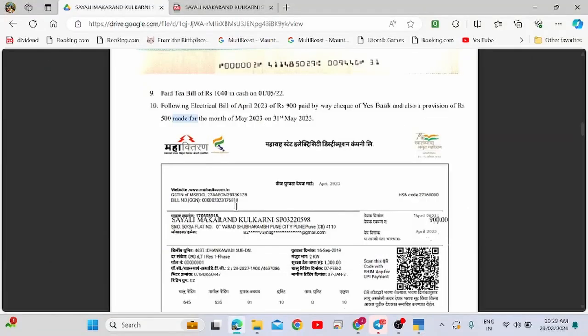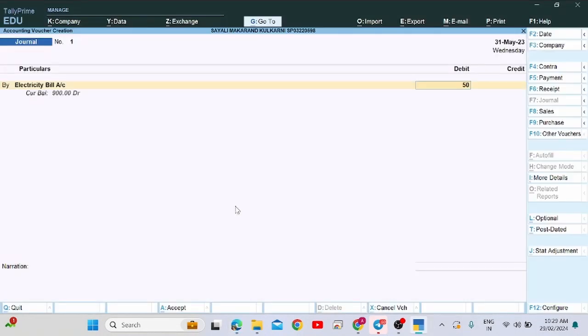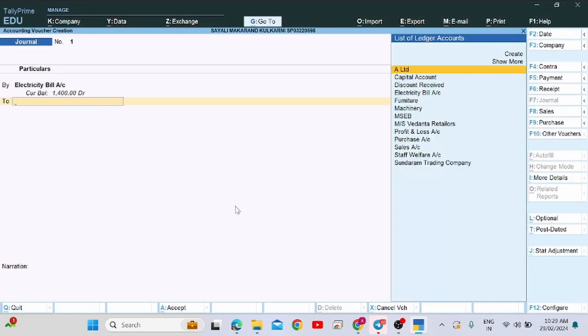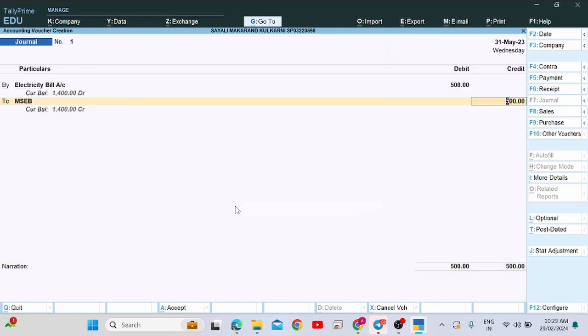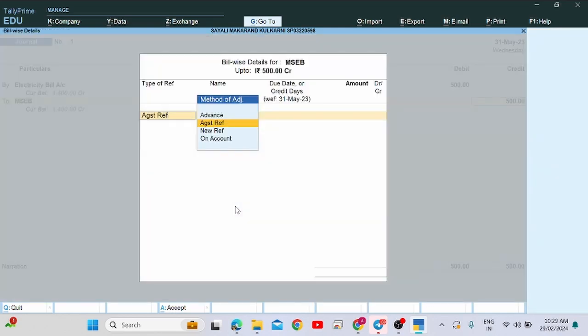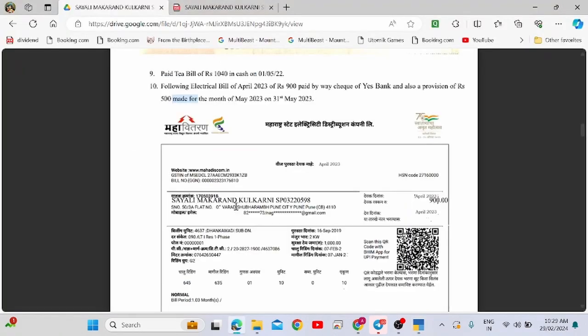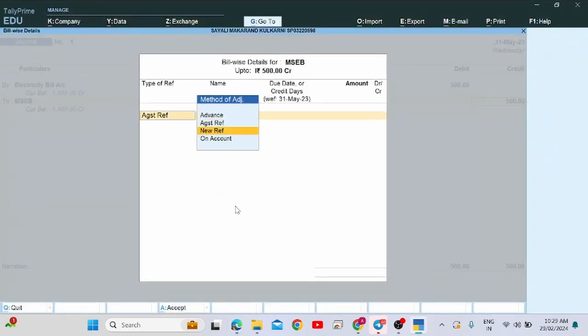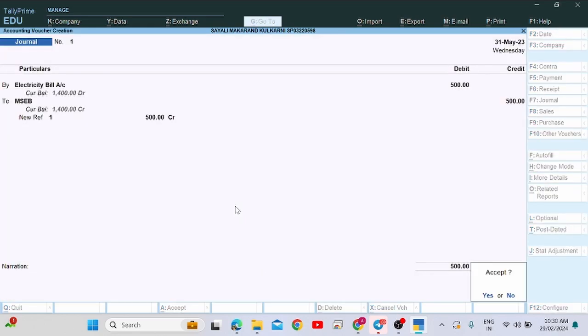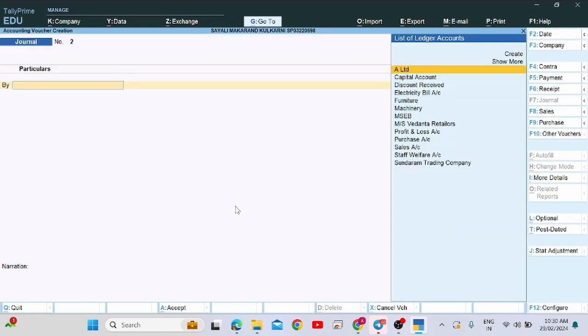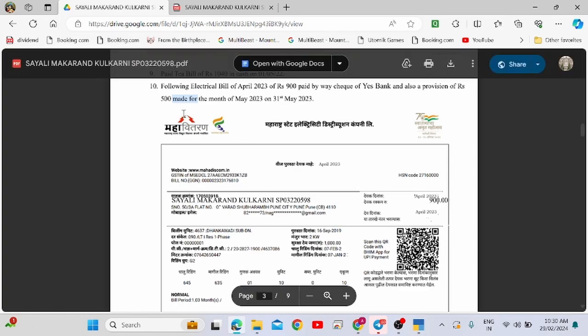Then what to do, my dear students? 500 rupees provision, say 500, and then instead of provision for electricity account, select here MSCB account. MSCB I will select. And then, what is this? Are you paying against something? No, this is a new reference, right? Don't select against. No, this is a new type of reference we are creating. Right. First, that is correct. Select, and then narration, no need to type. This 10th transaction is over.